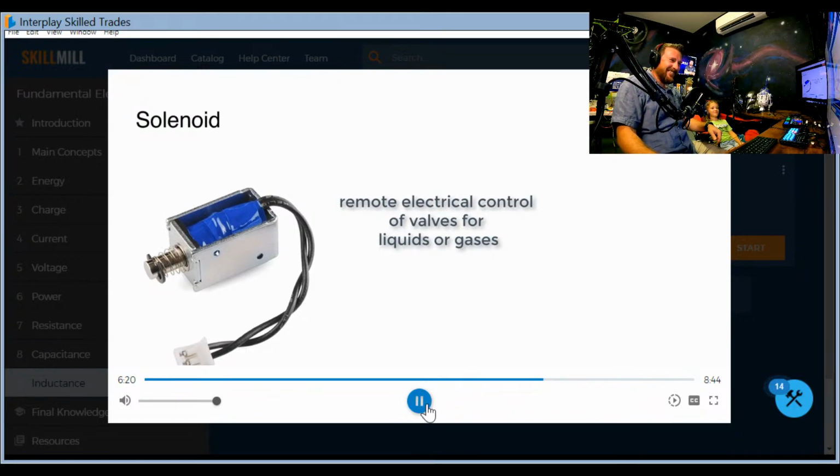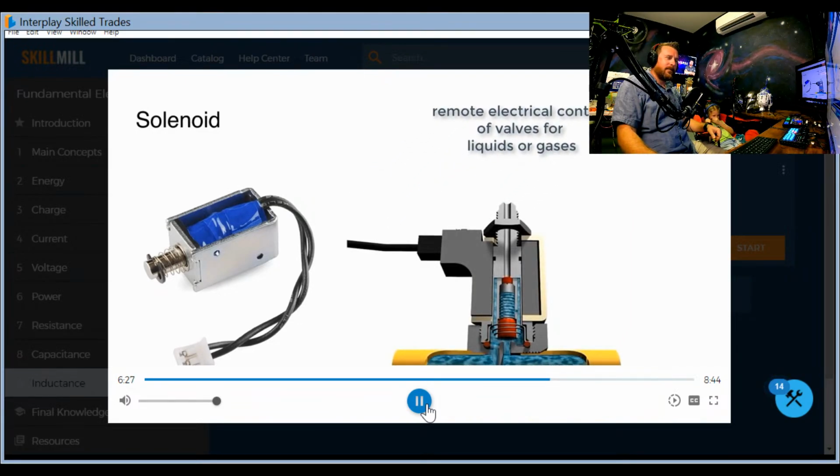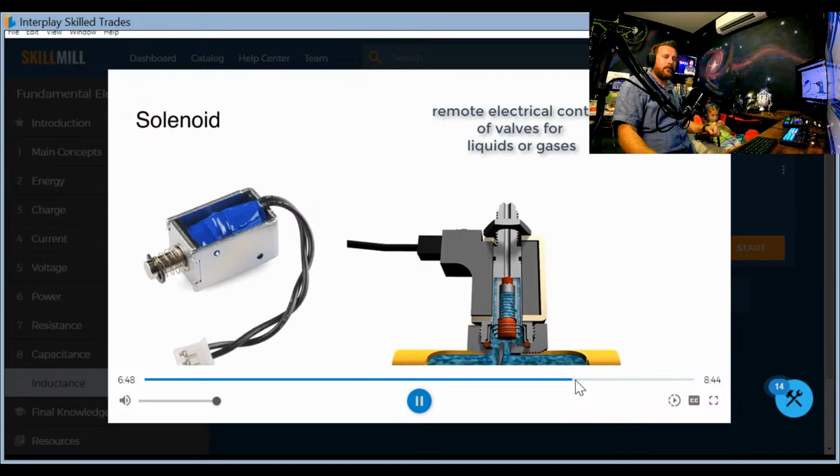A solenoid is more of a mechanical device used to allow remote electrical control of valves for liquids and gases. Here's an animation showing how a solenoid can control the flow of a fluid. When the solenoid power is off, the spring holds the plunger down, forcing the fluid to go in one path. But when there is power to the solenoid, the electromagnet pulls the plunger up, sealing the first path and opening a different path for the fluid to flow.